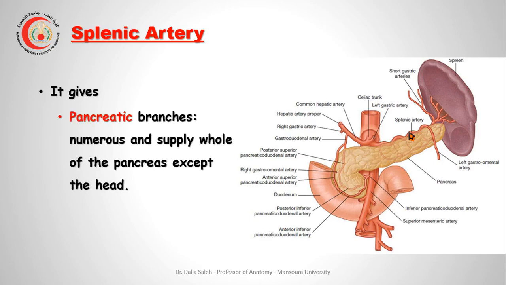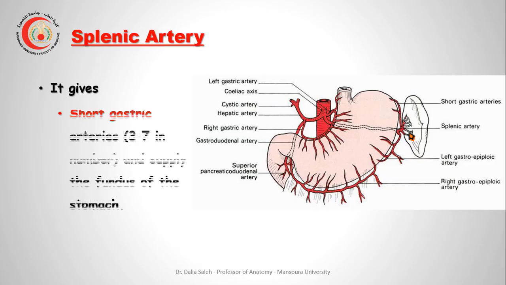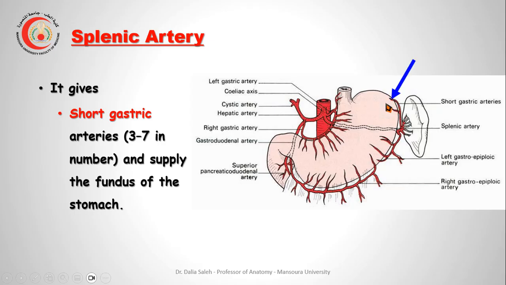Along its course, it gives the following branches. Of course, it gives the pancreatic branches to the pancreas except the head. So it gives branches to the body and tail of the pancreas. And also, before it enters the spleen, it gives what is called the short gastric arteries, 3 to 7 in number, and they supply the fundus of the stomach. They are related to the greater curvature of the stomach, and they supply the fundus of the stomach here.